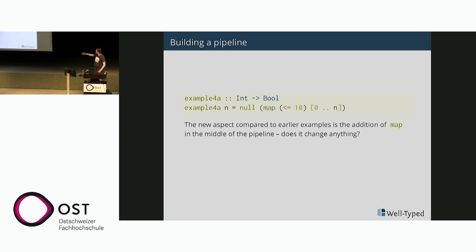Let's look at this, which is, again, just a small variation on the theme, but the new thing is that we have introduced a map call. So we are generating the list, we're mapping over it, and then we're checking whether it's null. So, old question, constant space or linear space? Who is in favor of constant space? Quite a few. Who is in favor of linear space? Very few. Okay.